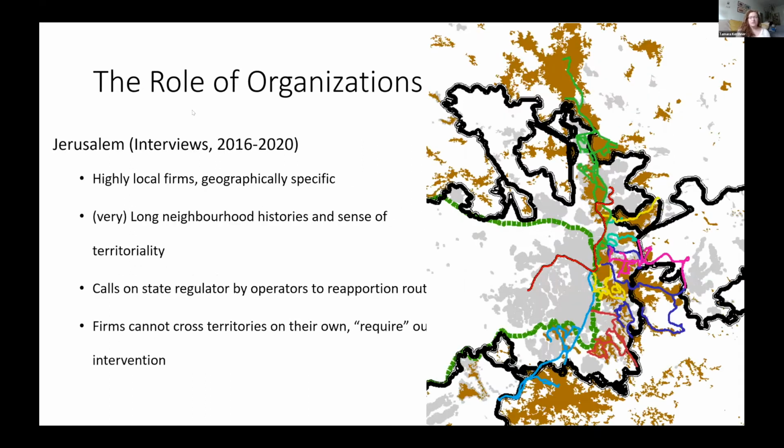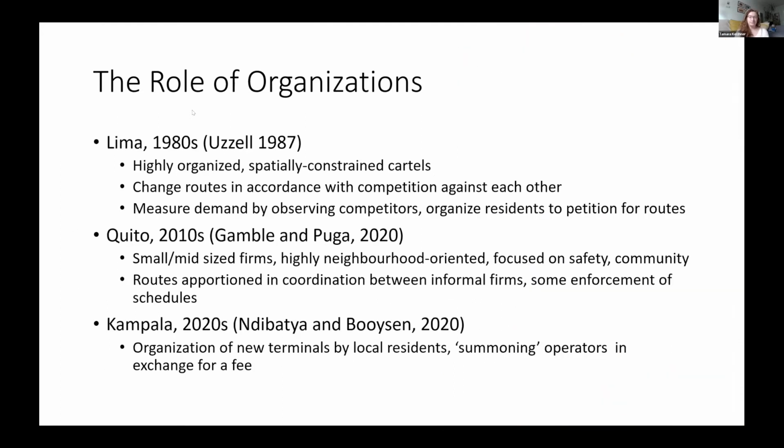And we see the same thing in Jerusalem, just to go there a little bit, where it's a very, very great deal of geographic specificity by these small firms that really have a sense of ownership over different locations, and then also control the entry there, even though it's completely informal.